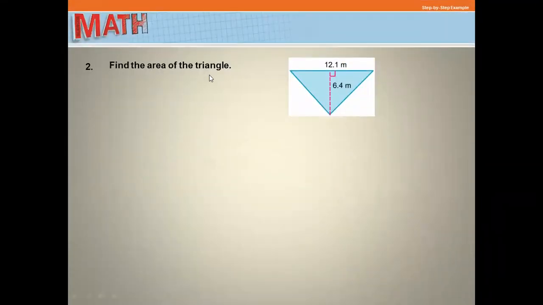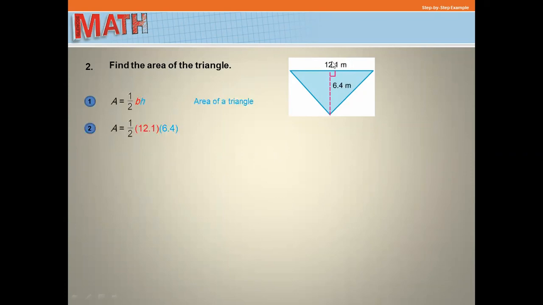Here, find the area of the triangle. And here I have 12.1 meters as a base. And this is perpendicular, so the height of the corresponding base is 6.4 meters. Now, the formula is half base times height.